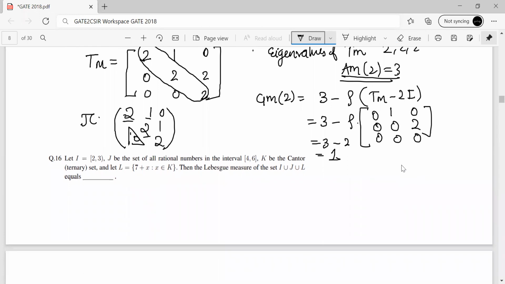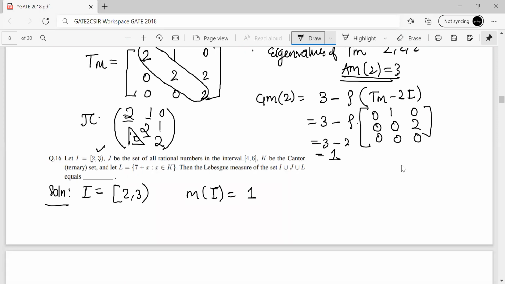And now here comes the interesting question from measure theory. To find the measure of this set, you are given that I equals the interval from 2 to 3, open or closed, but anyway, it is an interval. So we find its measure by directly subtracting: 3 minus 2 is 1. So the measure of I is 1, because this is an interval of length 1.